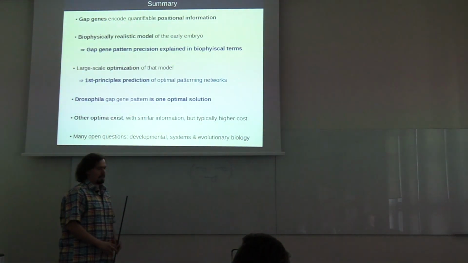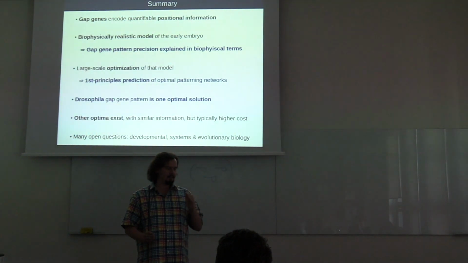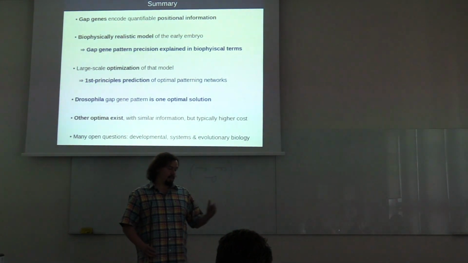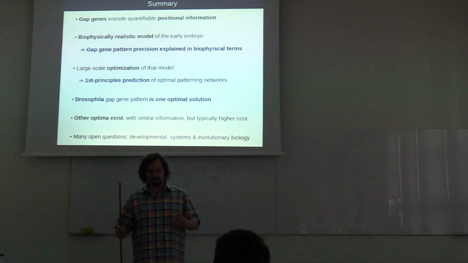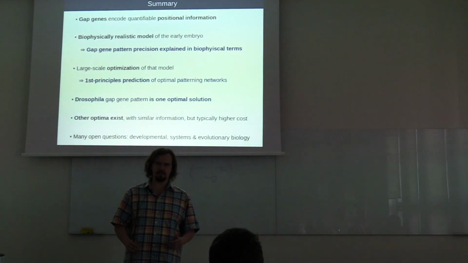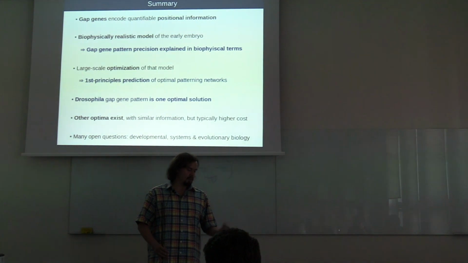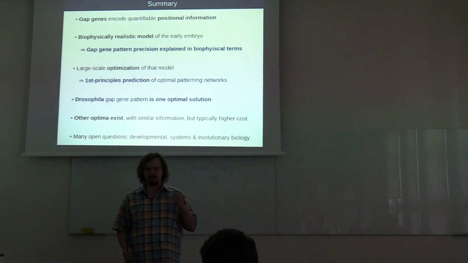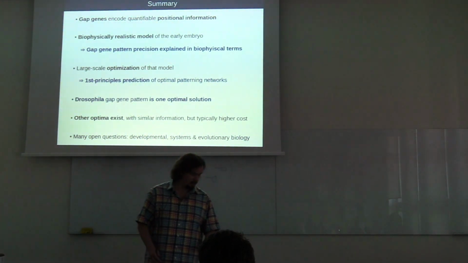What I have shown you is that there is this system of gap genes that are interacting, and these encode position information that we can quantify using measures from information theory. There are suggestions, from analyzing the measured patterns, that this system is optimized for encoding position information. Now, we created a biophysically realistic model, I would even say the first biophysically realistic model that can explain these error bars that have been measured in the fly, and the resulting precision of the gap gene patterns in biophysical terms.